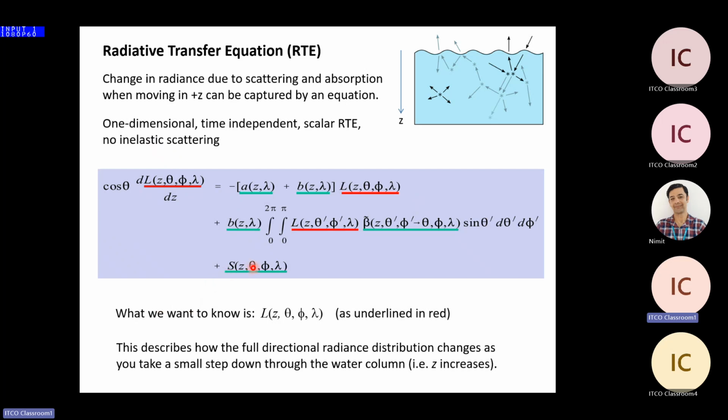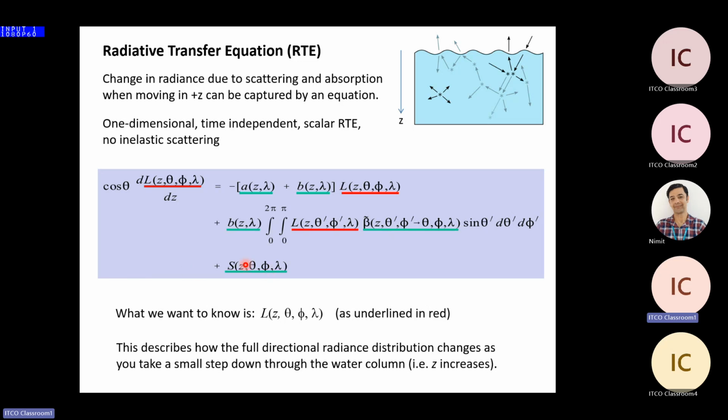And then finally, this is just a source term. So if you have bioluminescence, you just add that on at the end, and it just adds to the radiance at that particular depth. So this describes how the radiance distribution changes as you take a small step, and then you can just do it over and over again, essentially. If you take a small step over and over again, the radiance distribution just changes as you go down through the water column based on this equation. So that's all it is. It's not too bad, although it looks pretty horrible.